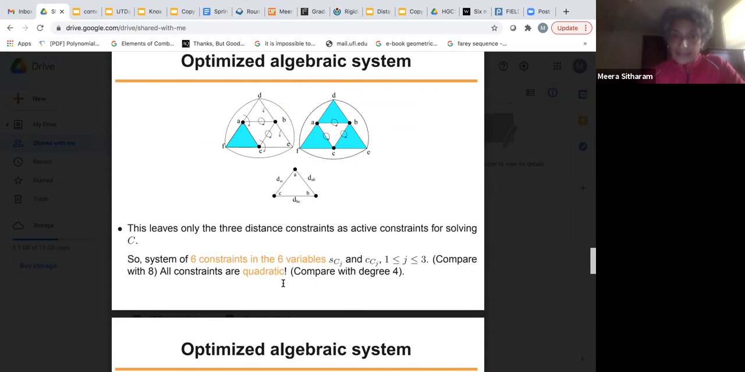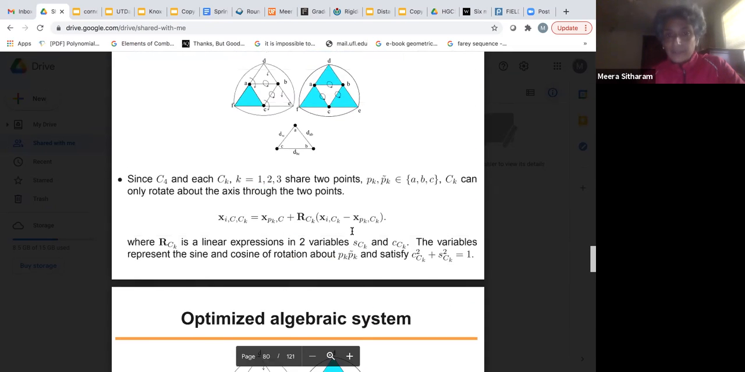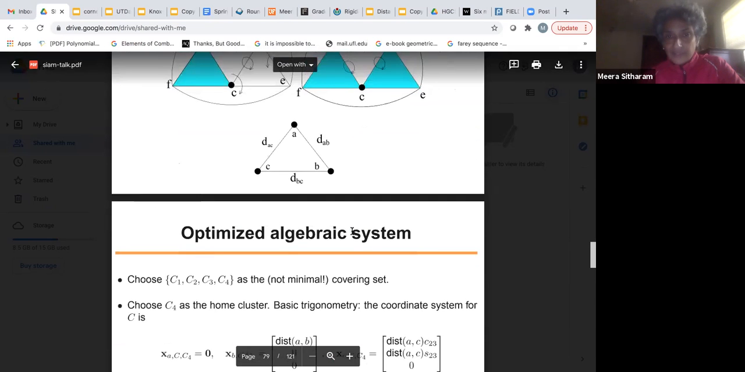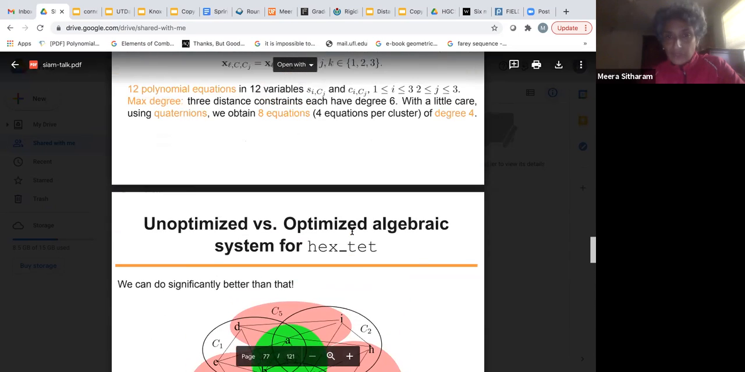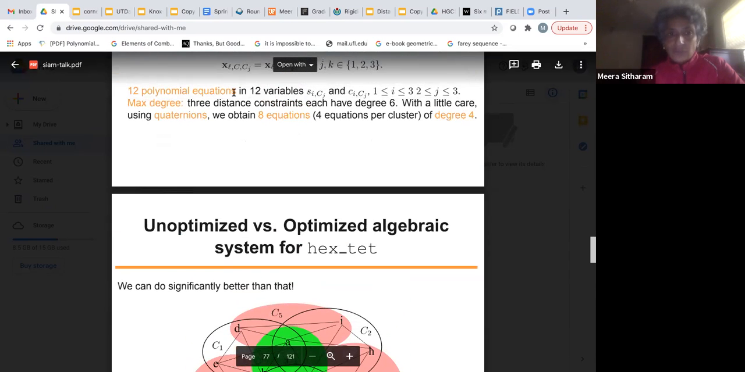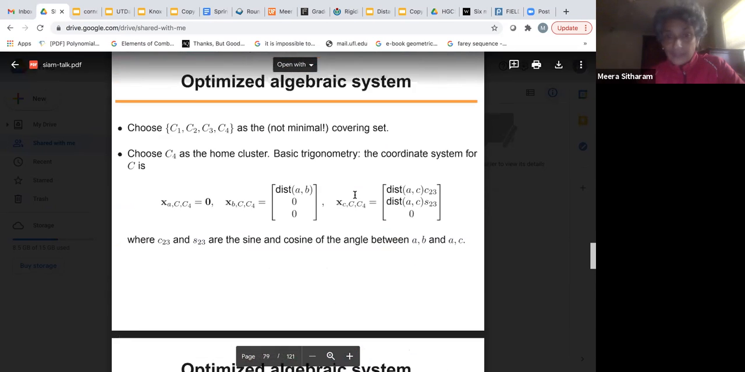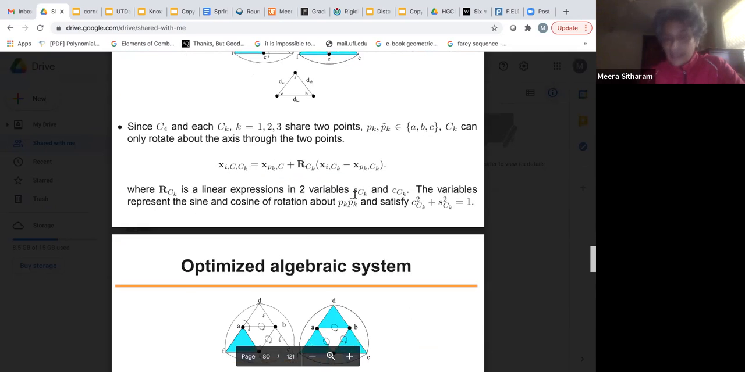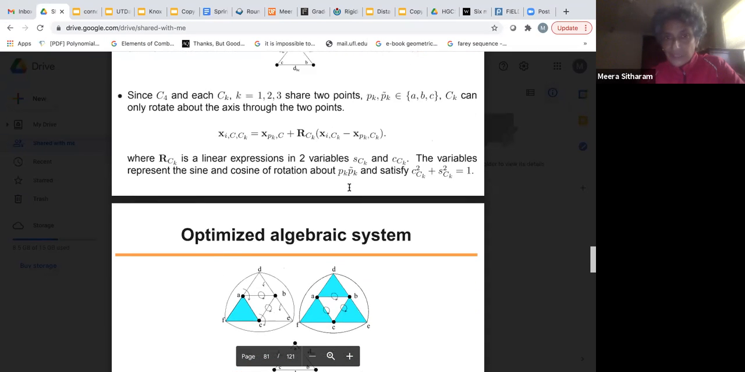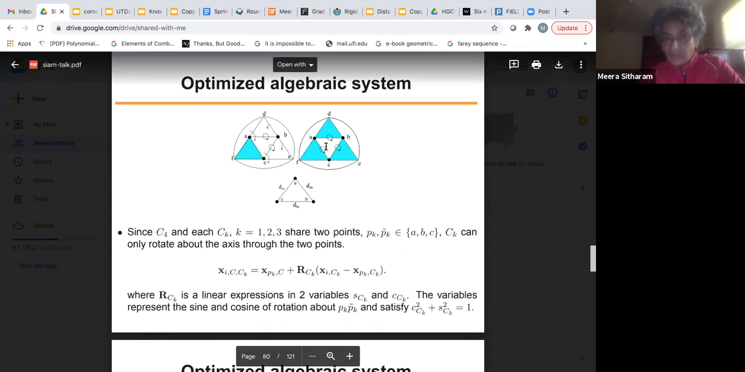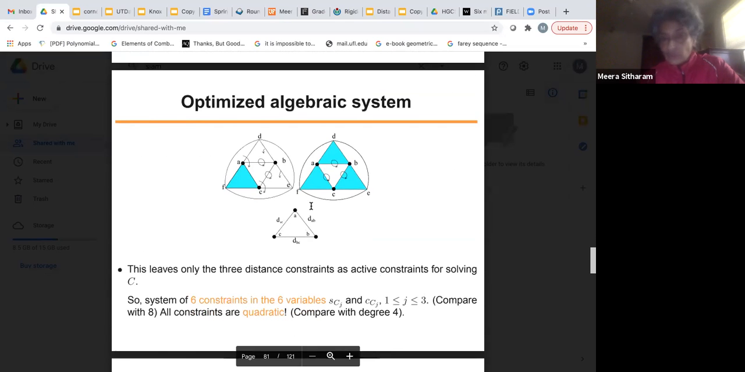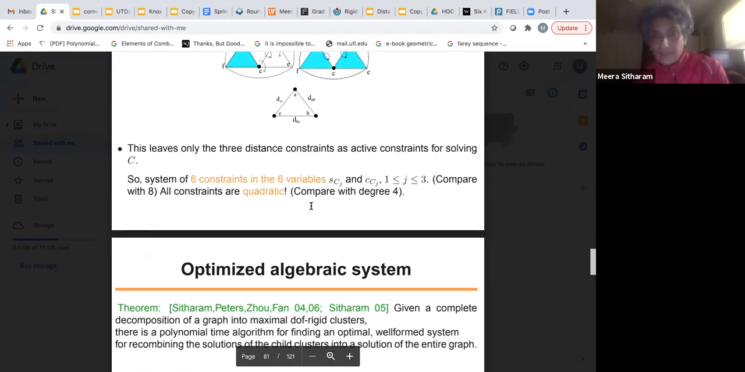It says compare with degree 4, but that comparison with degree 4 is already doing some non-traditional stuff here with quaternions that got this thing down to degree 4, right? So in general, it was degree 6. So now we have also done something totally automatizable. And I'll show you that this optimization step that I just did of picking this as the home cluster is also a totally automatizable step.